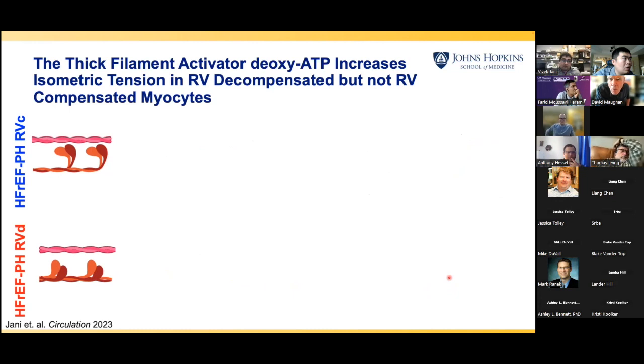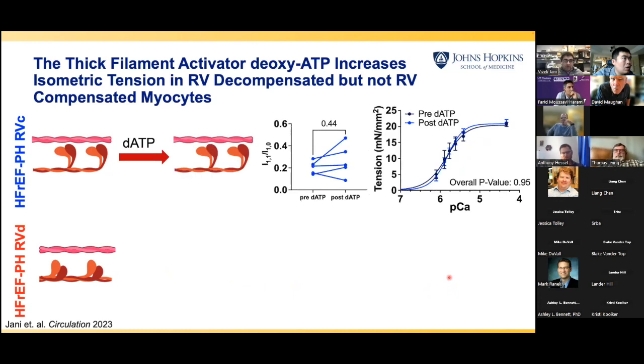Similarly, we did the converse experiment now with deoxy-ATP in these two groups of patients. What we found was that deoxy-ATP didn't actually have too much of an effect in our RV compensated patients, we think because they already have a normal amount of SRX myosin. But I will say that we are underpowered to make any claims there, just given how the machine learning group stratified out. We don't see a significant change in equatorial intensity ratio, though we see that most of them do go up. We don't really see a significant change in the force profile.